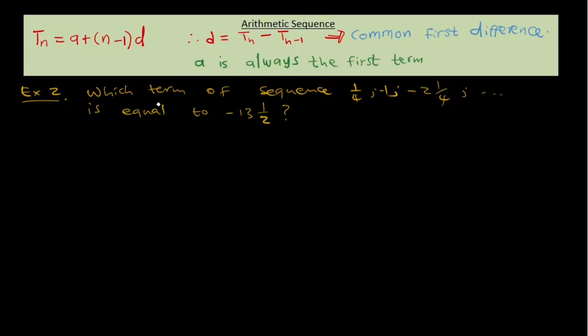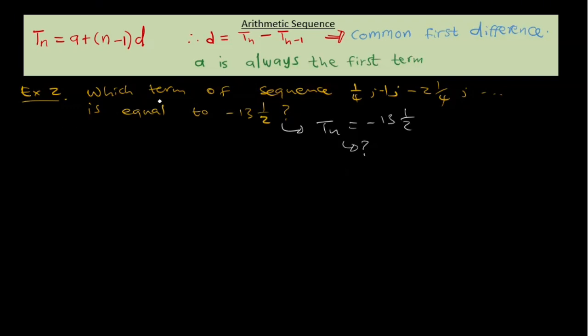Example number 2. Which term of sequence 1 over 4, minus 1, minus 2 1 over 4 is equal to minus 13 1 over 2? Right. I just want to explain what this means. So this is Tn equals minus 13 1 over 2. When a question says which term of the sequence, it simply means what is the value of n, right?